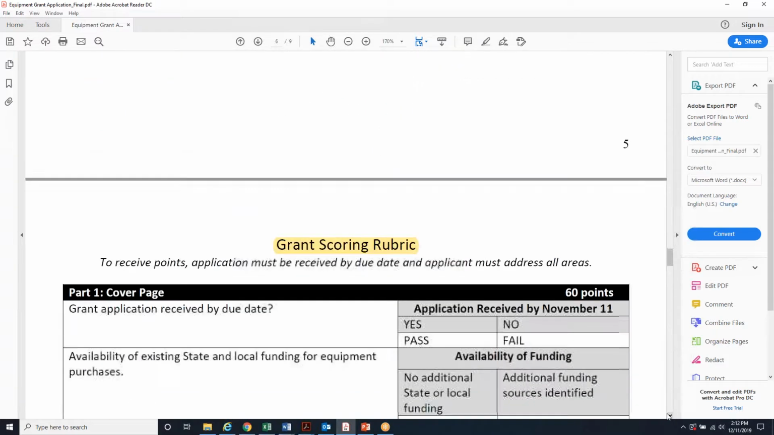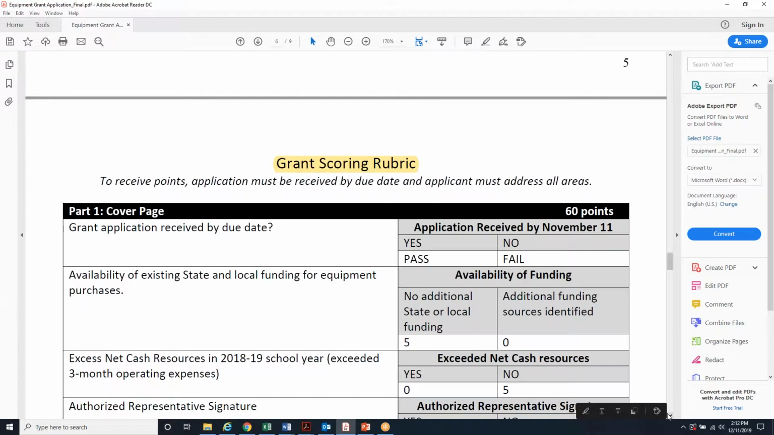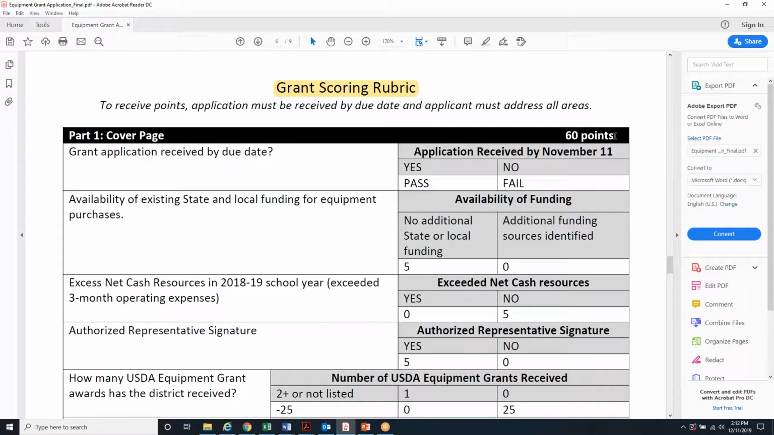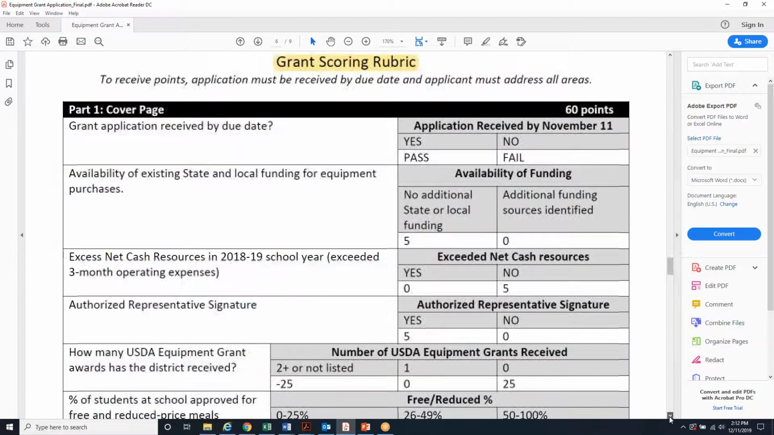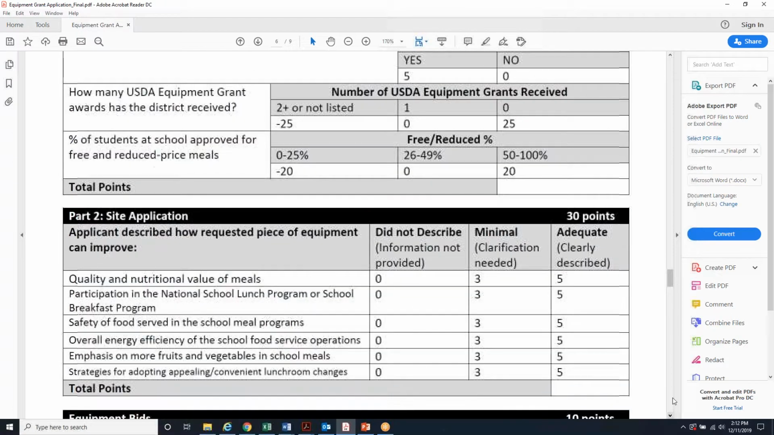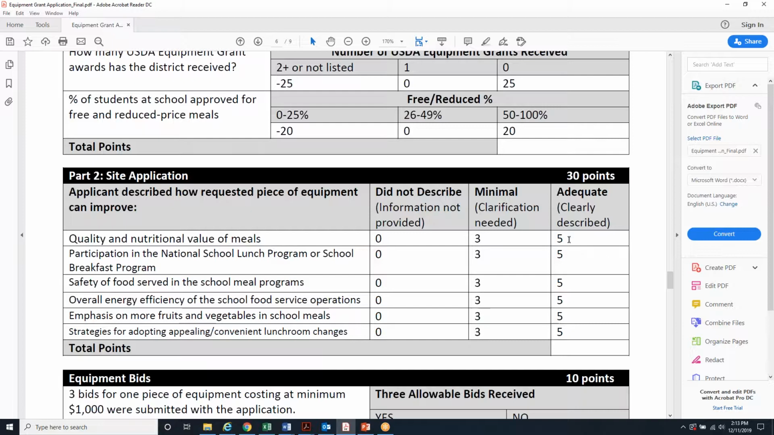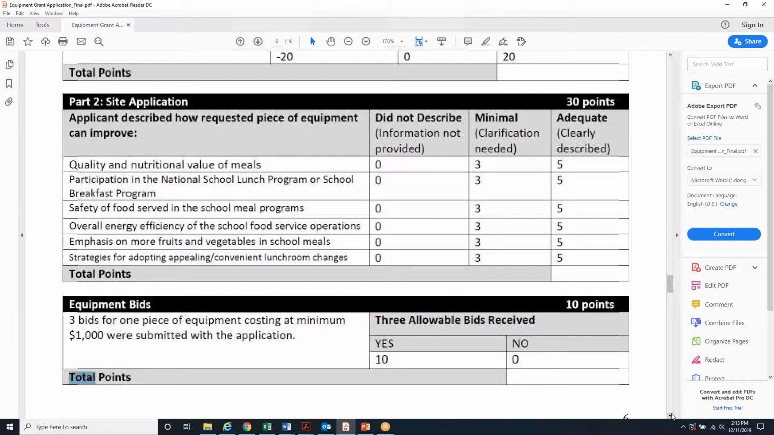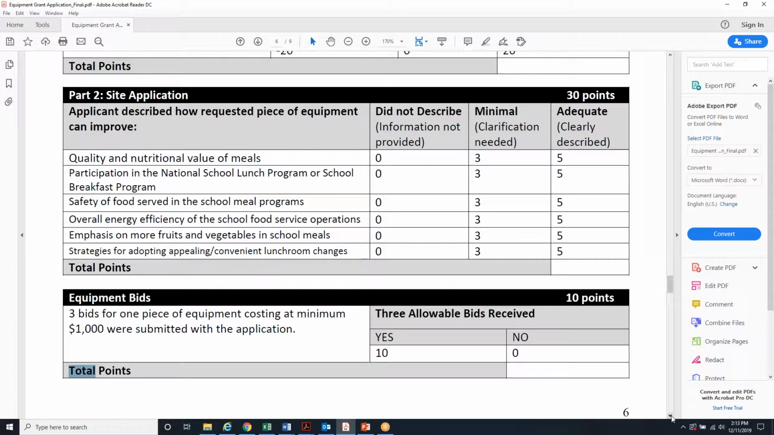And the last thing is what you always want to pay attention to. If it gives you the scoring grant rubric, it tells you that each application is worth 60 points, and you get so many points per question. So like if you notice that this question, if you have availability of some existing state or local funding for equipment, you get 5 points. If you don't, you get 0. But if you go down to the questions, this part 2, 30 points, that means half of the grant score is from this section. And this is where you would really want to make sure you try to get the total 5 points for explaining how this piece of equipment is going to help your quality nutrition value of meals, how it's going to help you increase participation so you can get those points. You submit 3 bids, you get 10 points. So again, you want to pay attention to this kind of thing if you are applying for a grant. The scoring rubric can really help you.